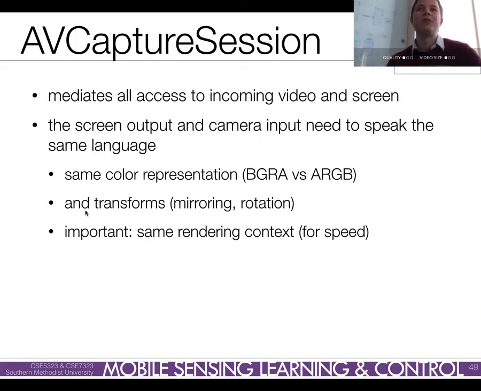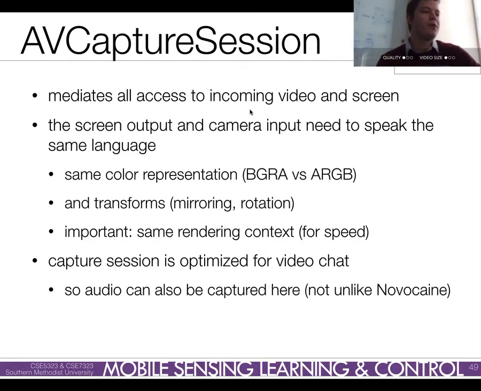We also have to apply any transforms, right? So if you're taking images off of the camera, what orientation are those images in? And is that the same orientation that your context is displaying things at? Like, these are really low-level things that you have to get right. Right? Are you mirroring the image? And we have to set up the rendering context so that they never leave the GPU. Okay?